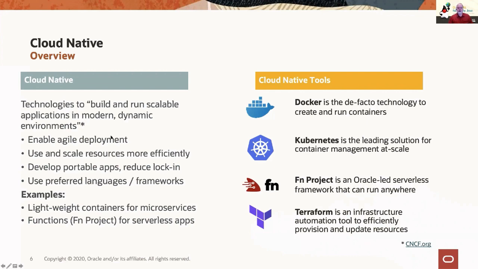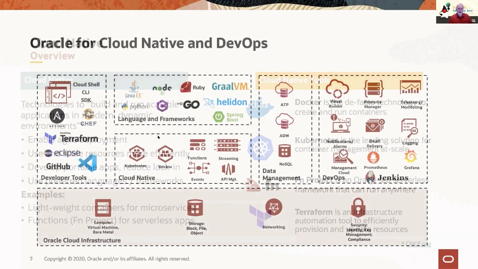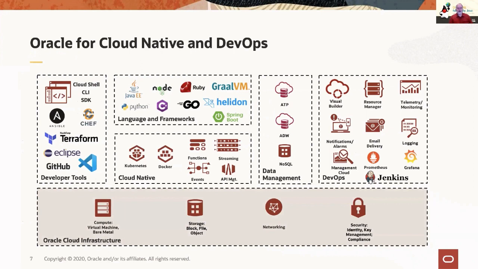So what does Oracle offer here? Well, Oracle obviously has a set of cloud native tools, otherwise we wouldn't be doing today's labs. Those include Kubernetes and Docker, serverless and streaming and so on, and they operate on top of the rock solid Oracle Cloud Infrastructure, but you can work with many other elements as well. So you can choose your developer tools, and you can choose your language and frameworks.